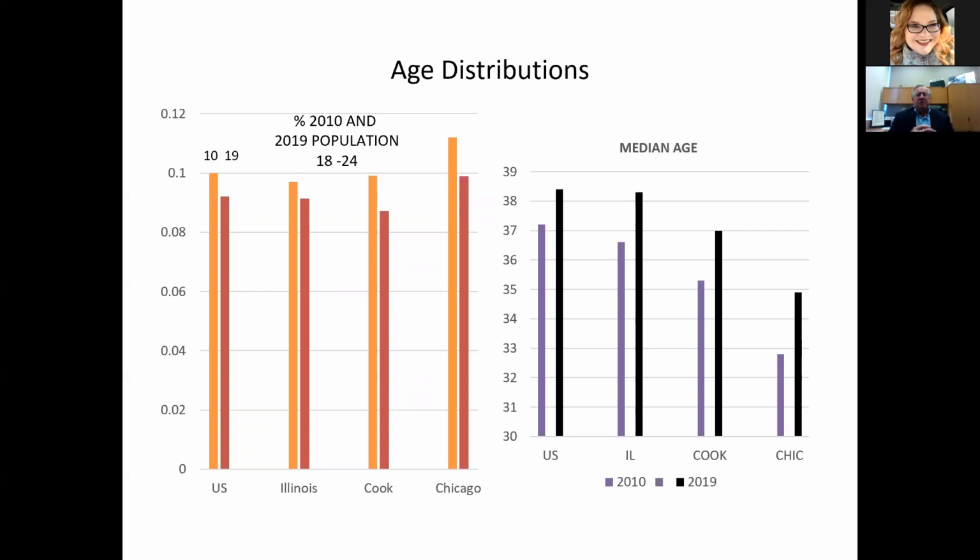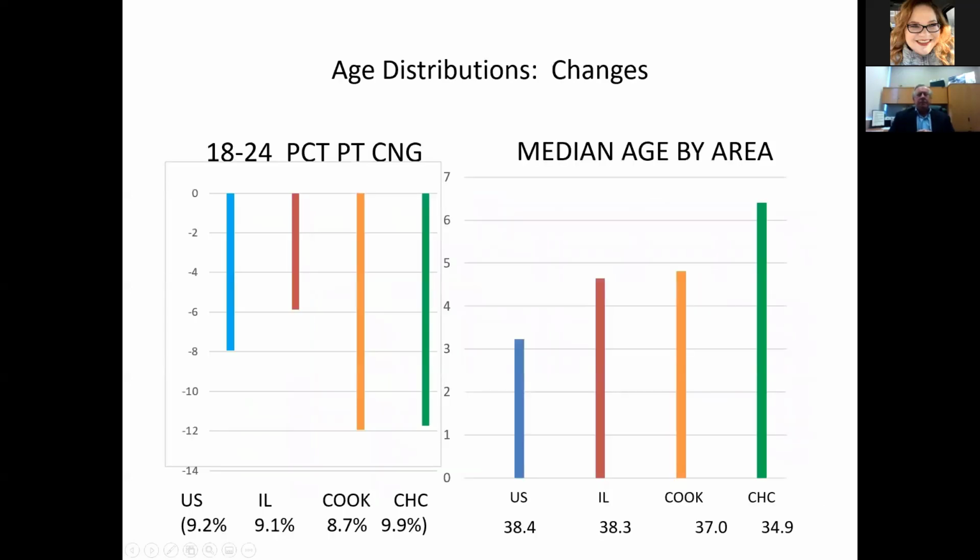And I think it is better illustrated in the next slide, because these are the percentage changes. And as you can see, the 18 to 24-year-old percentage of the state's population has declined significantly.